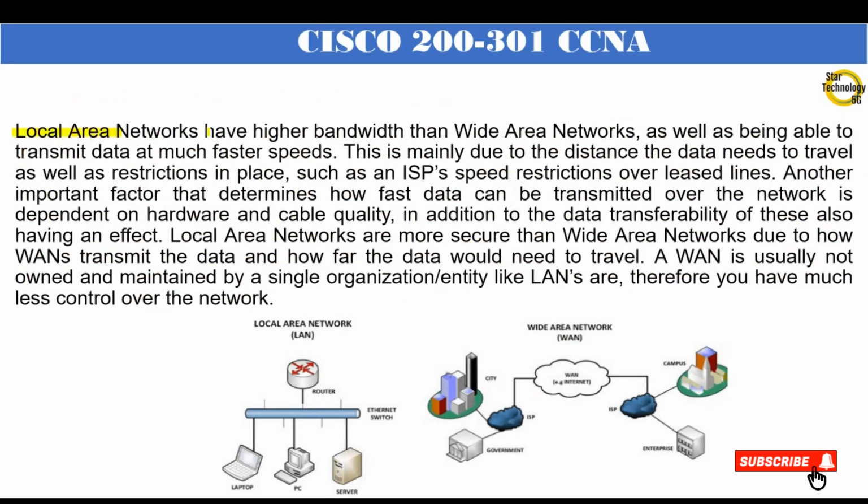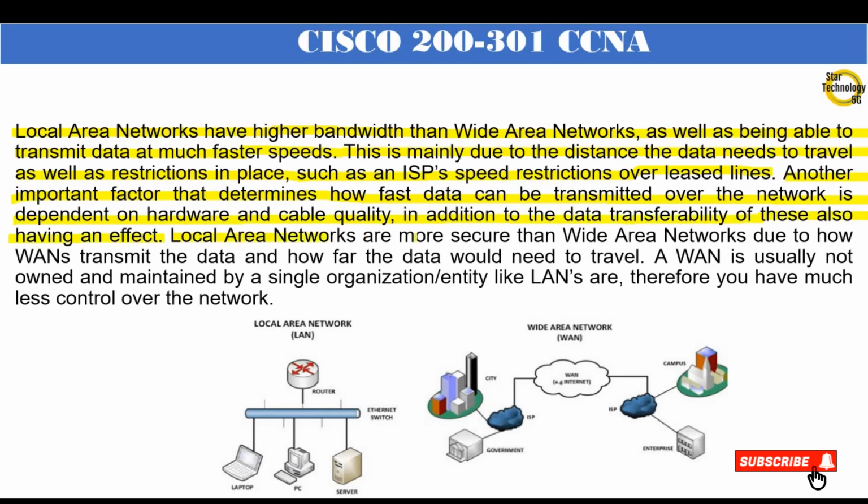Local area networks have higher bandwidth than wide area networks, as well as being able to transmit data at much faster speeds. This is mainly due to the distance the data needs to travel, as well as restrictions in place, such as ISP speed restrictions over leased lines. Another important factor that determines how fast data can be transmitted over the network is dependent on hardware and cable quality, in addition to the data transferability of these also having an effect.